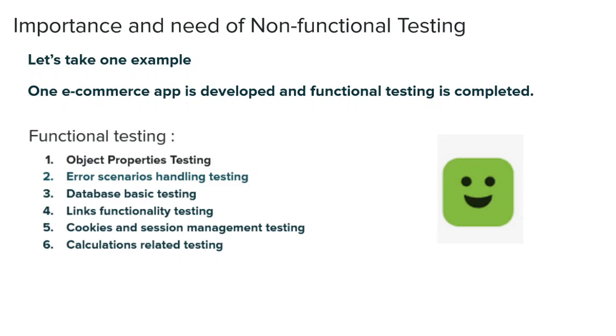So we have completed the development of the e-commerce application, which is developed as per the functional requirements by the developer, and when we tested it, it is also working as expected with the functional requirements. We have also performed all the different types of functional testing as well. But let's say after functional testing is completed, we have deployed that application to the production environment.